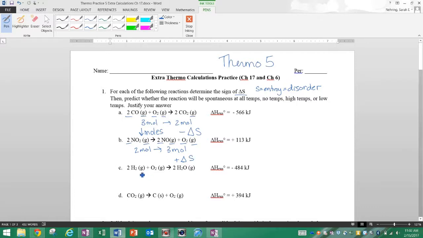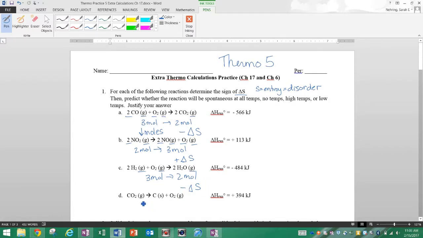Okay, so C, again, they're all gases. And then we're going from 3 to 2. Okay, this is getting repetitive. So this is similar to problem A, and there is a decreased entropy here, so negative delta S.